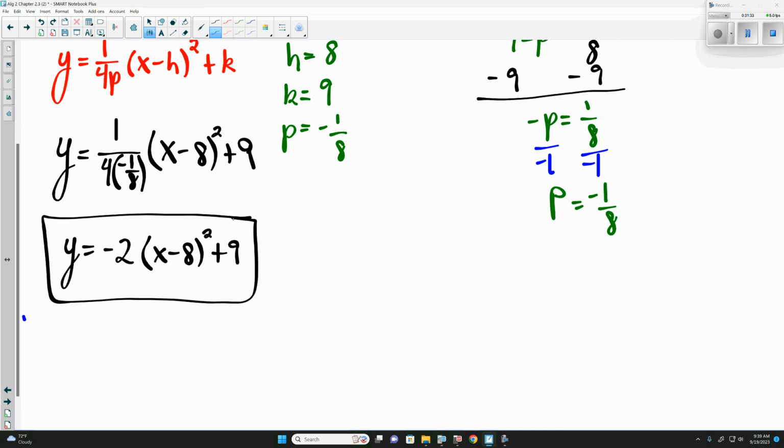And that's it. So it is not always going to be the case that we end up with a fraction in front of the parentheses. We can end up with a whole number. And that's all we have to do for this here.